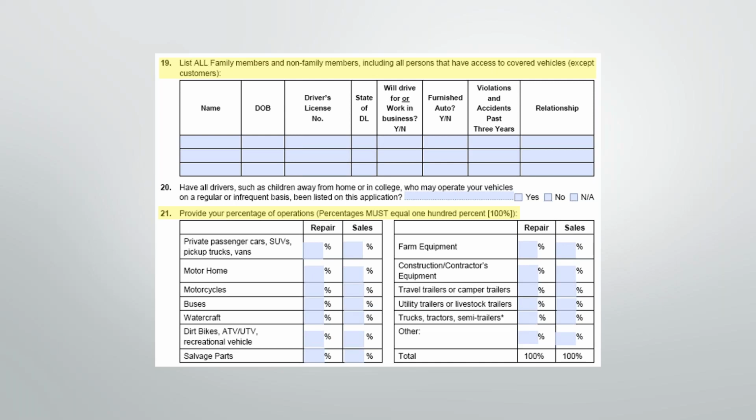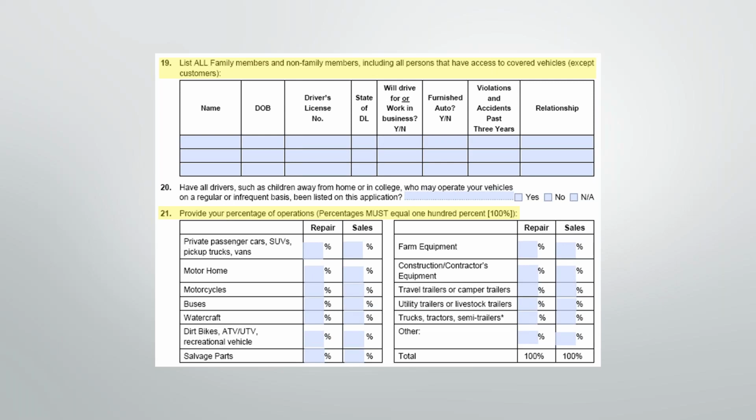And the last question on here is the percentage of operations. The repair shop is only on the left column, and the dealership is going to be on the right column under the sale. Do your best splitting out their exposure. I know it's going to be tough, but the best guesstimate is all we're asking for here.